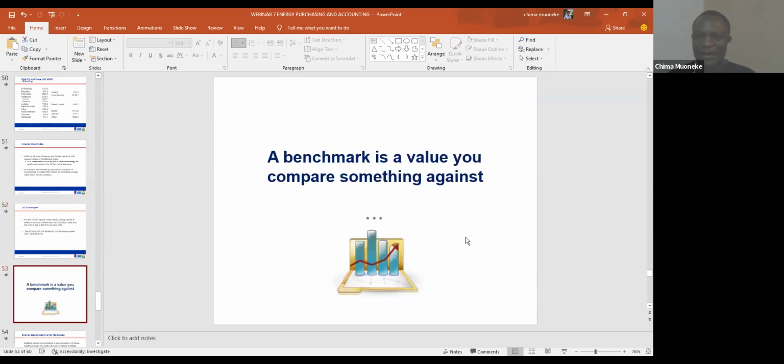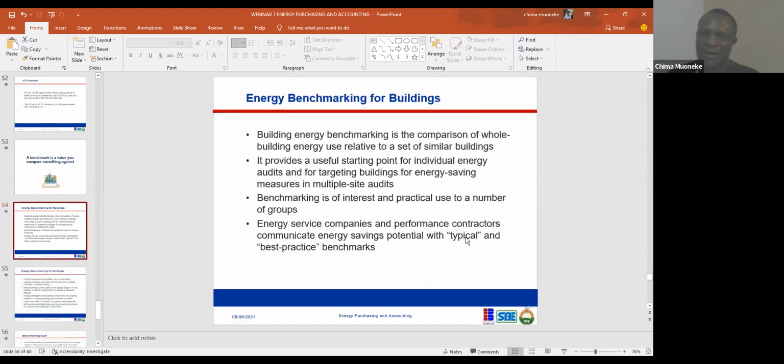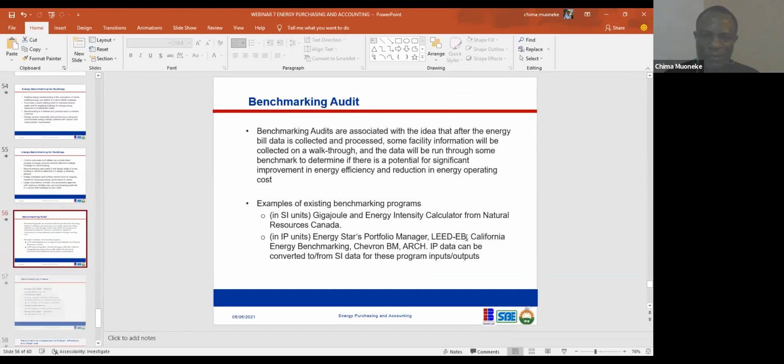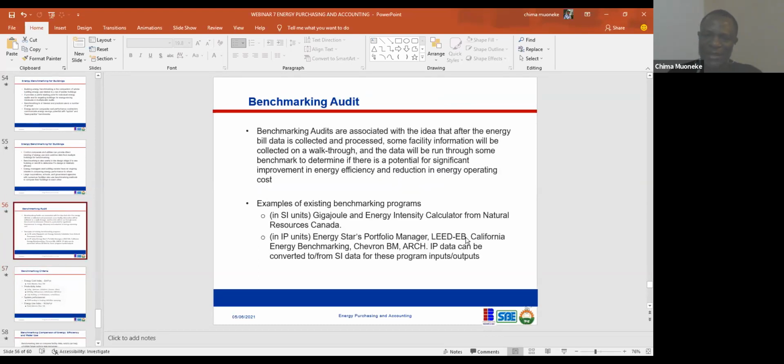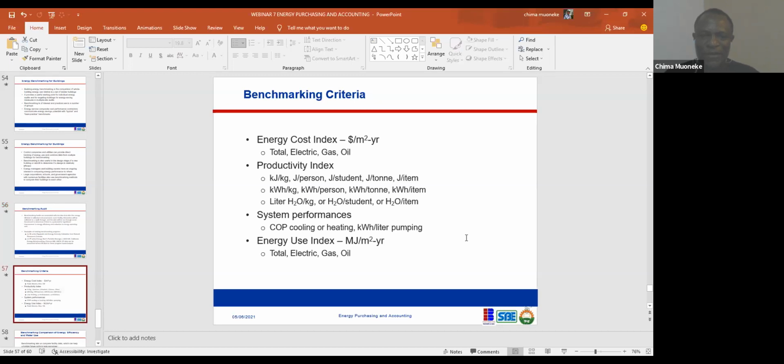Okay, this is benchmarking, a value. I've explained this already. The essence of energy use index, energy cost index, or even specific energy consumption is to benchmark, so that I can compare something against something. I didn't even know there's a special slide for it, but I've explained it already. And I think the explanation I gave is the same as if you read this whole theory. It might even give you a better understanding.